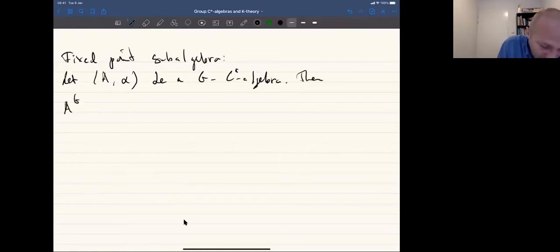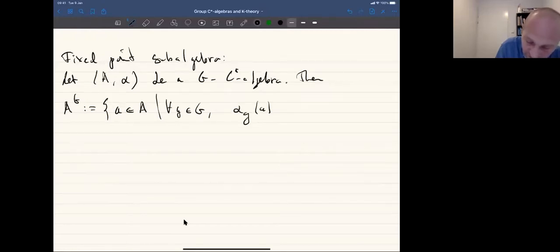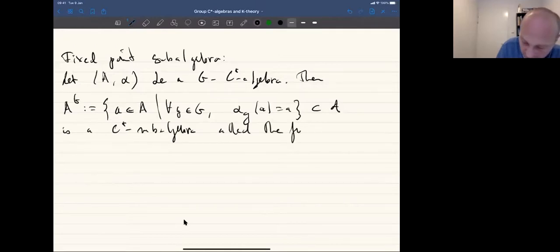Then A^G, which is those a in A such that for all g in G, alpha_g(a) = a, is a C-star subalgebra. So this sits in A. And we call it the fixed point algebra.